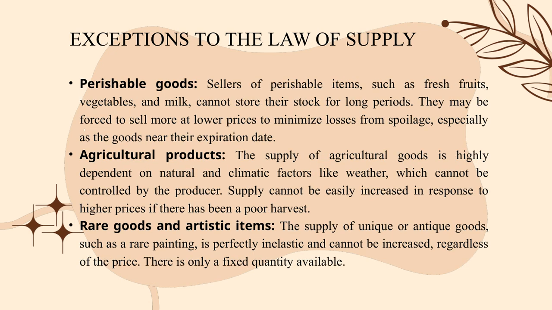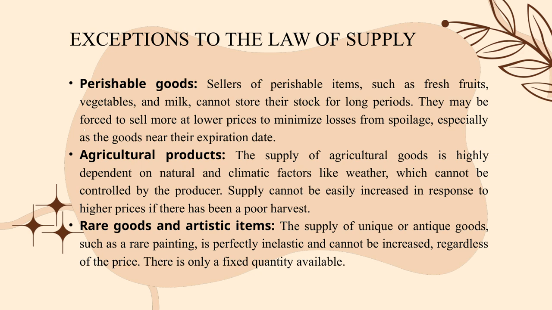Now, let's talk about some key exceptions to the law of supply. First, perishable goods like fresh fruits, vegetables, and milk. These items have a very limited shelf life, so sellers can't store them for long periods. As a result, they often have to sell more at lower prices to avoid losing too much to spoilage, especially as the products approach their expiration date.